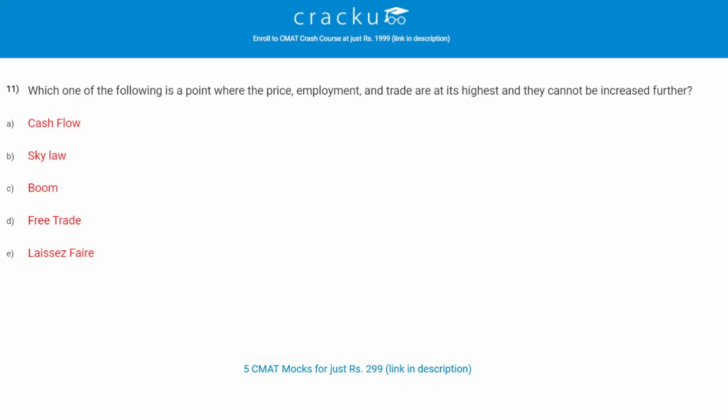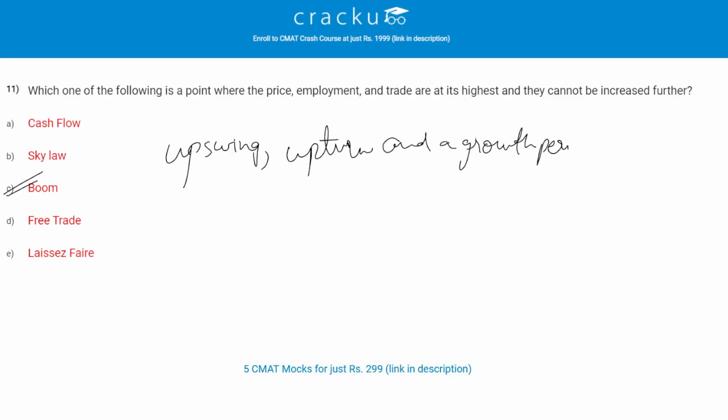Let's check the another question. Which one of the following is a point where the price, employment, and trade are at its highest and they cannot be decreased further? The correct answer is C, boom. An economic boom is the expansion and peak phases of the business cycle. So it is also known as upswing, then upturn, and a growth period.